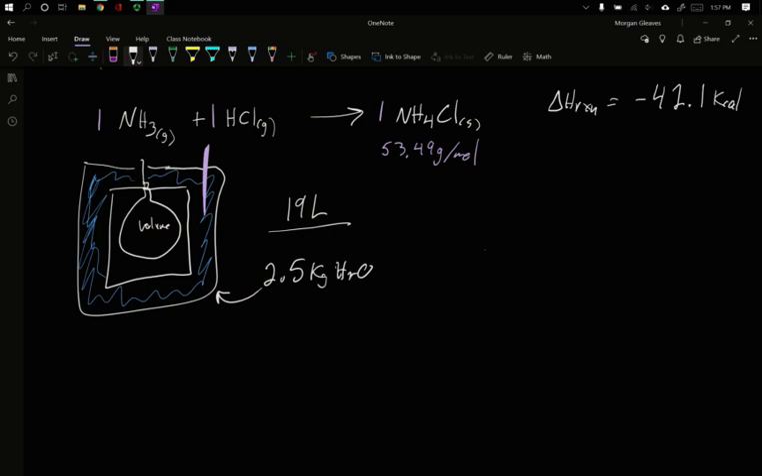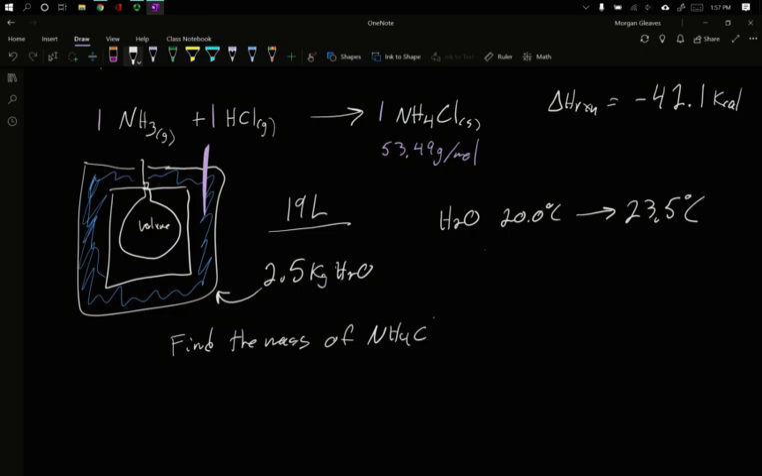Well, in our case, the water starts at 20.0 degrees Celsius and goes up to 23.5 degrees Celsius. Our question, what we're going to solve first, is find the mass of NH4Cl produced.